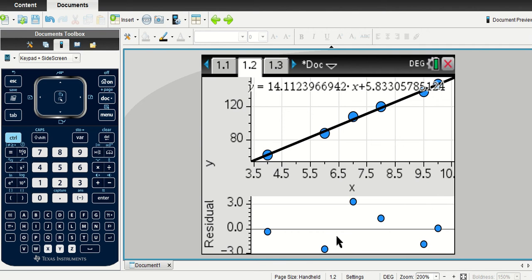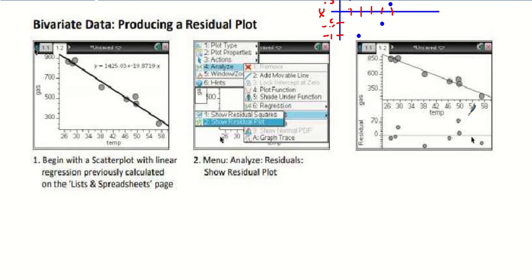So for this graph specifically, this is what it looks like. Since it's not forming a U, and it's kind of going all over the place, it's random, this is a good linear prediction, and you can see that by the line being used here.